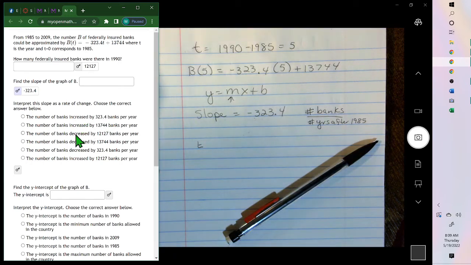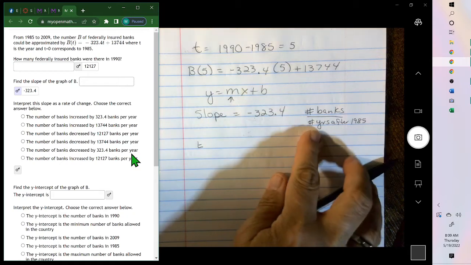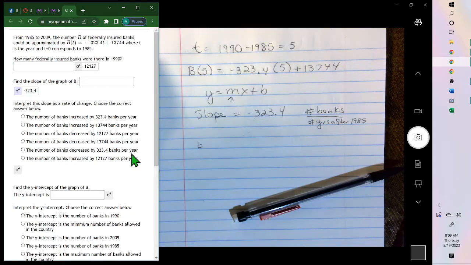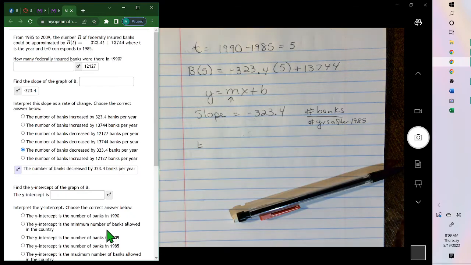Because it's negative, it would be one of these three that are decreasing. And it's each year, because the number of years. So each year, it decreases by 323.4 banks. So that's what the slope tells you. As x changes, how does y change?